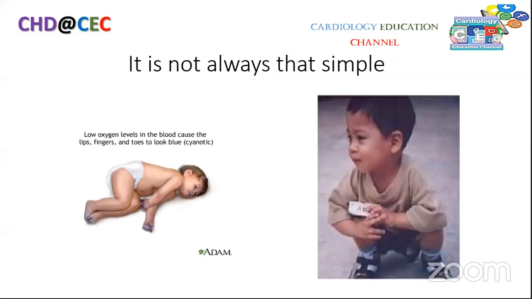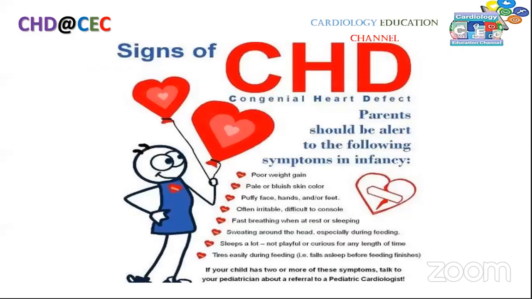And it's not always that simple, with a blue baby or a baby who squats to lead you. So we must teach the parents and extract information from them about the patient's poor weight gain, pallor or loss of skin coloration, puffy face, irritability, fast breathing, sweating, whether he sleeps a lot and is not playful with his colleagues, and easy fatigability. These are clues for congenital heart disease.